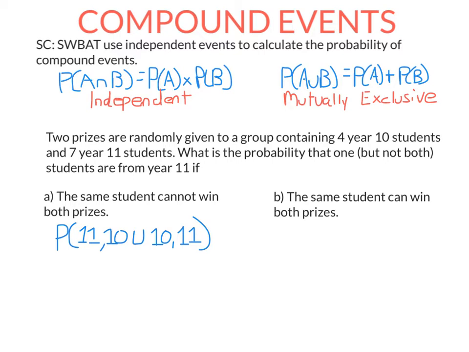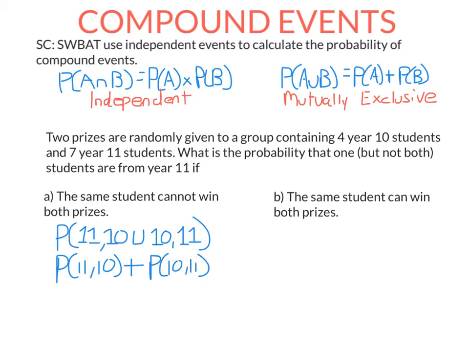Because these are mutually exclusive, you can't have both of these happen. You can't have the first student being from Year 11 and from Year 10. We can just find the probabilities of each of these and add them. That's using this rule up here. Now to do that, we're going to use independent events.